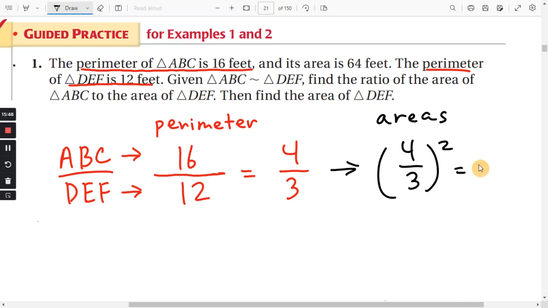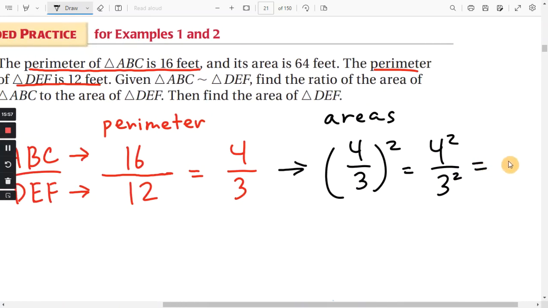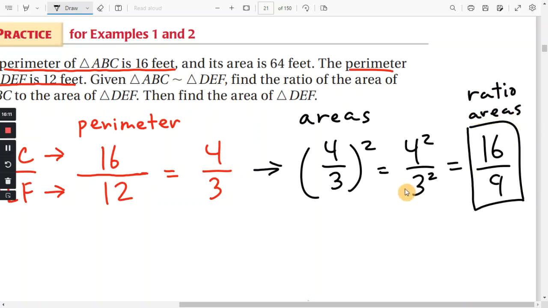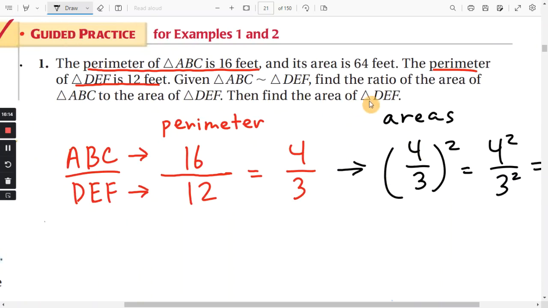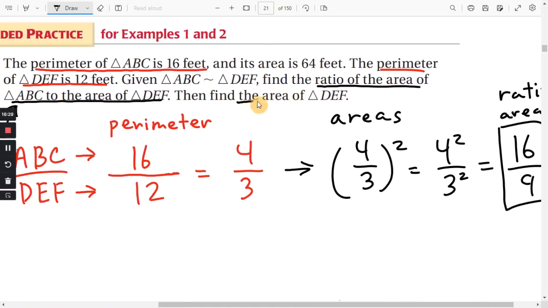And that's going to equal 4 squared over 3 squared. 4 times 4 is 16. 3 times 3 is 9. So that right there is the ratio of the areas. And they did ask that first, the ratio of the area of ABC to the area of DEF. So that means this one is in the numerator since it was first. All right, so we got that out of the way. And now we want to find the area of DEF.